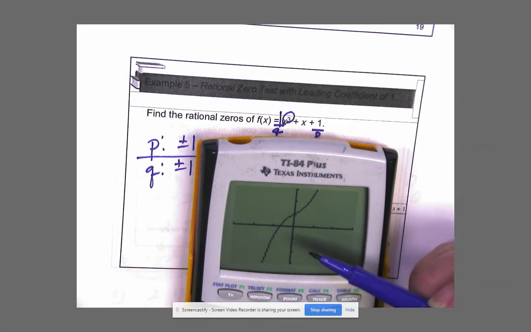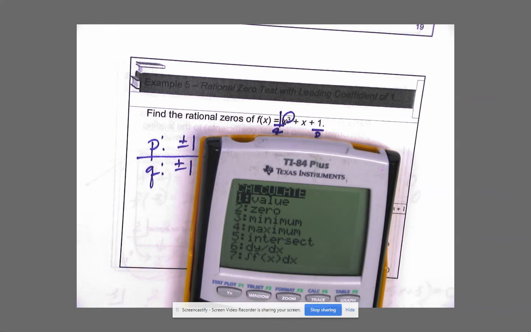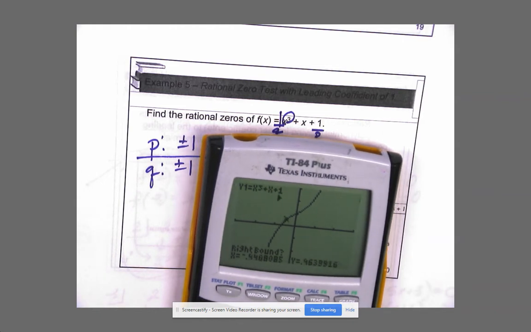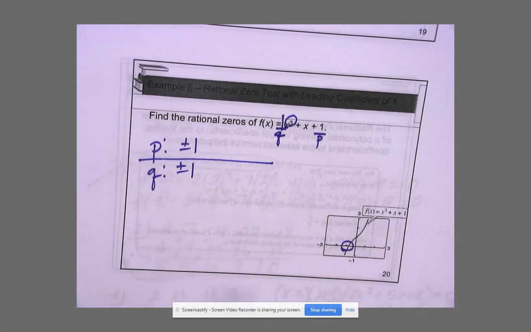If I actually really wanted to find it in decimal form, what would I do? Second calc, zero. Hit enter, get to the left of it. Hit enter, get to the right of it. Hit enter. Then once you have your window, hit enter, and the zero is around 0.68, right? Negative 0.68, I should say. So did we have any rational roots? Did we have any nice, neat little fractions that we could write? Or nice, neat little terminating decimals that we can use? No. So this would fall under the irrational category. So we don't have any, there's none here. Good? Questions on that? So there are none.